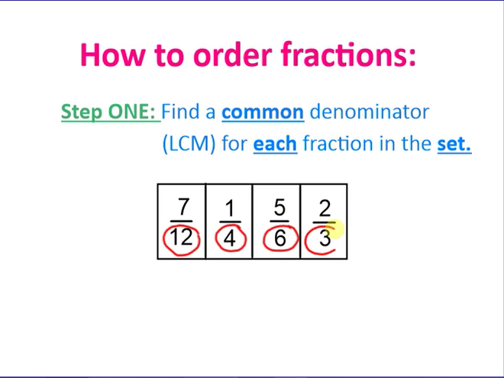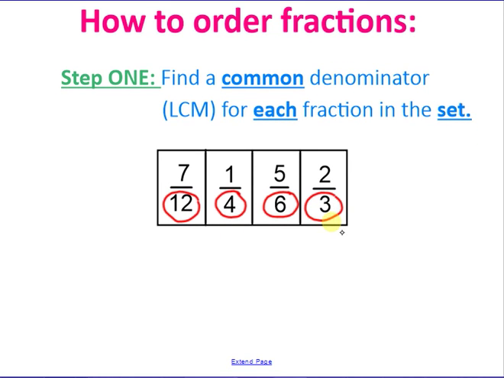So by looking at these bottom numbers, 12, 4, 6, and 3, we need to find the LCM for that set of numbers. Now, by this point in the school year, we could make our factor trees and find the LCM, but these numbers are low enough that we should be able to find the LCM off the top of our head. And the LCM for this is going to be 12.